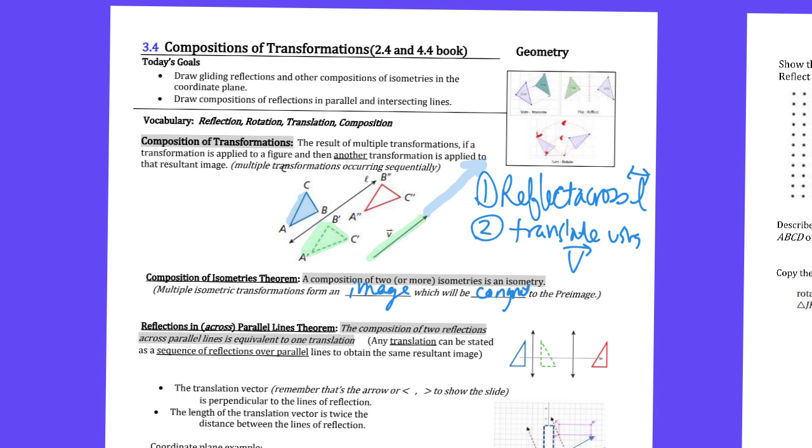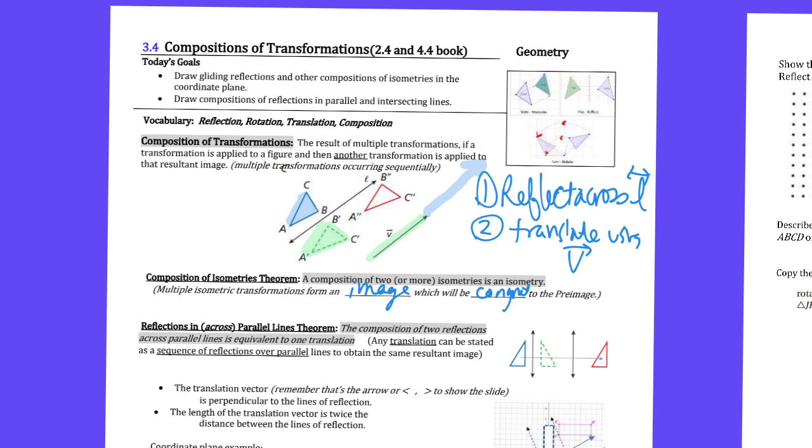So the first one is called the reflection across parallel lines theorem. If you've ever cut down a tree and you're trying to get the big huge stumps across your yard, you probably flip them end over end, or maybe you roll it. You could have dragged them across the yard, but I'm not going to drag a big stump across my yard. I might flip it end over end. So reflecting it a couple times might be easier than dragging it.